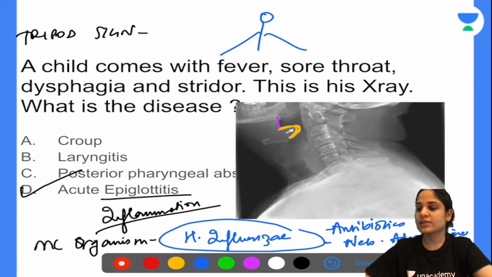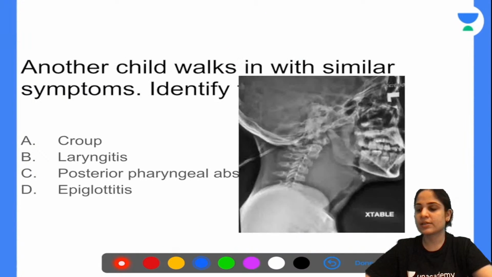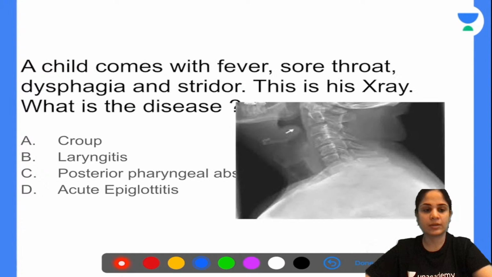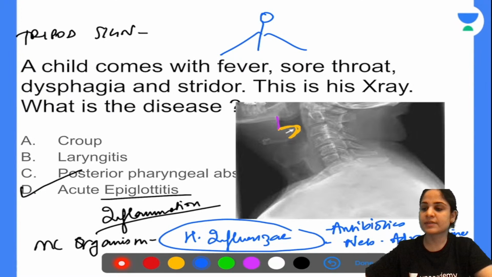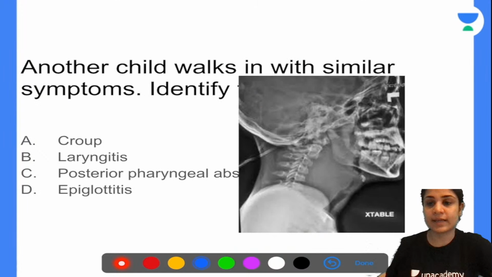Okay, another child walks in with similar symptoms. So you have another child with fever, sore throat, dysphagia, and stridor. Identify what is the problem in this case. Croup laryngitis, posterior pharyngeal abscess, or epiglottitis. Yes, you cannot give steroids in the previous child. It will lead to flaring up of the disease, in fact.